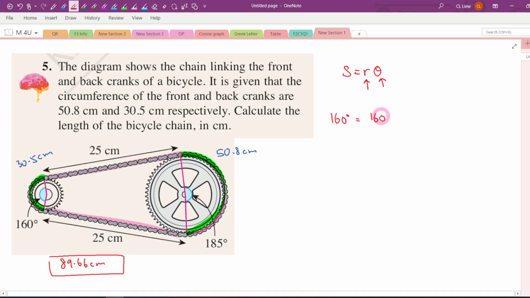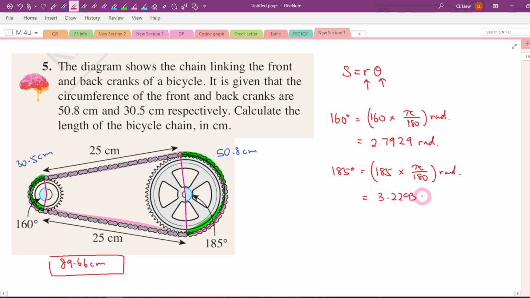160 degree is equal to 160 times pi over 180. Then it will be converted to radian. No pi is given here, so I just assume that the pi is 3.142. So 160 times 3.142 divided by 180. I just round off to 4 decimal places. Then it will be 2.7929 radian. Okay, do the same thing for this one. 185 degree is equal to 185 times pi divided by 180 radian. Let me round off this to 4 decimal places, 3.2293 radian. Okay, now we have the angle.